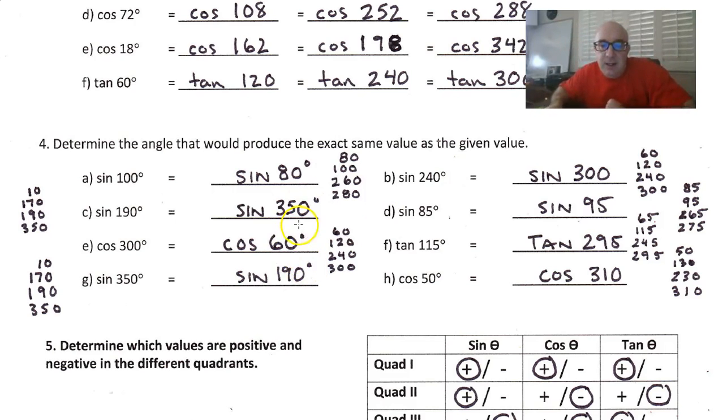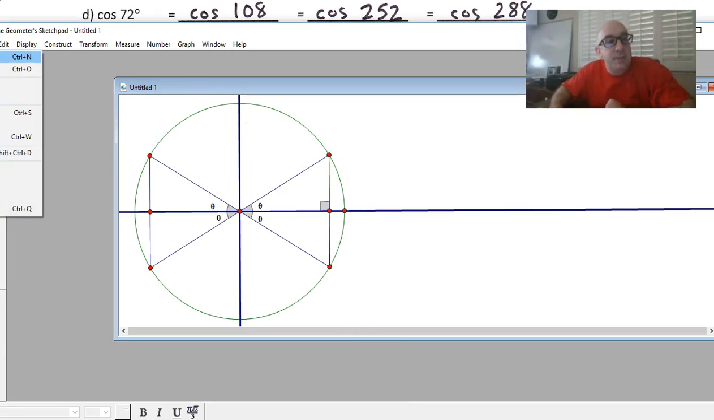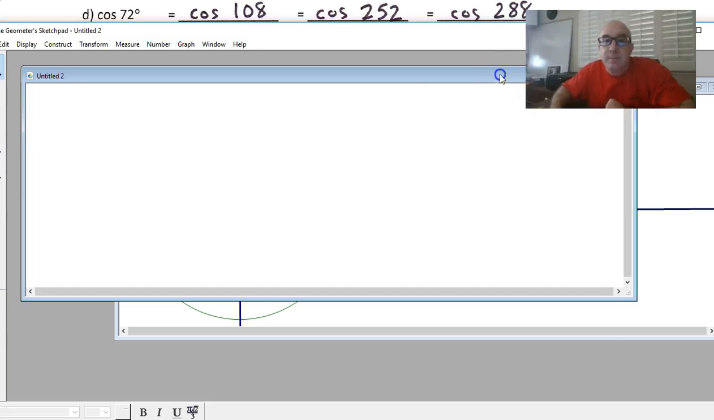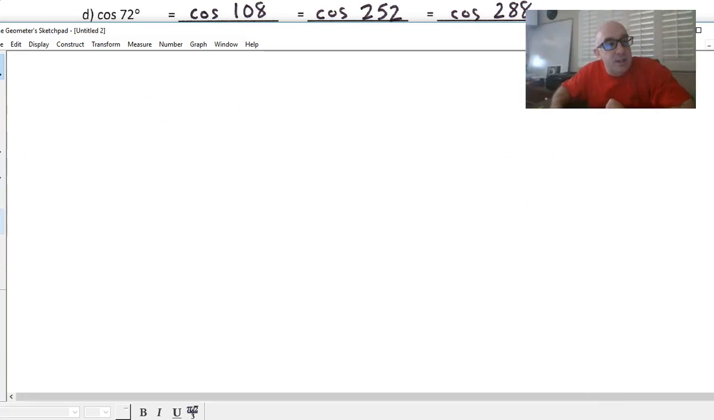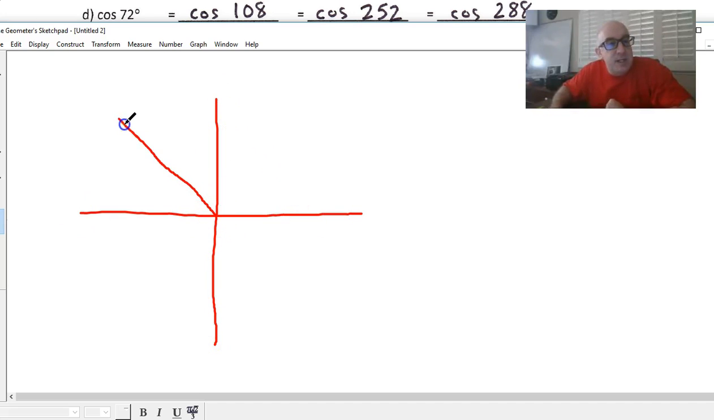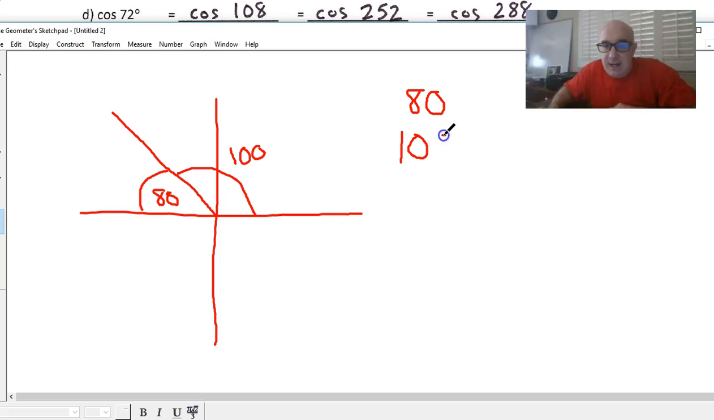Let me see if I can quick draw. Let me just bring up something to draw on to talk to you about it. So here we are. Sine of 100 puts me somewhere over here. So here's the sine of 100. Now what that means is 80 is my reference angle. Here is the reference angle. So I have 80 as one of my angles. I have 100 as one of my angles.